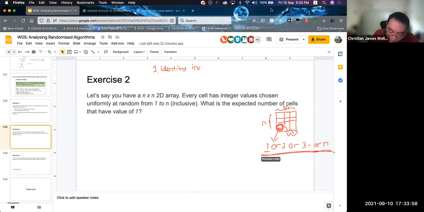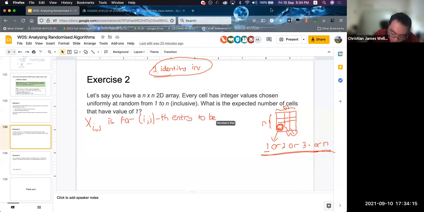So step 1 is to identify the IRV, and I designed the indicator random variable using 2 indexes. Xij is for the ijth entry to be 1. It's because our target is to count the number of values of 1. This is how I design my indicator random variable.